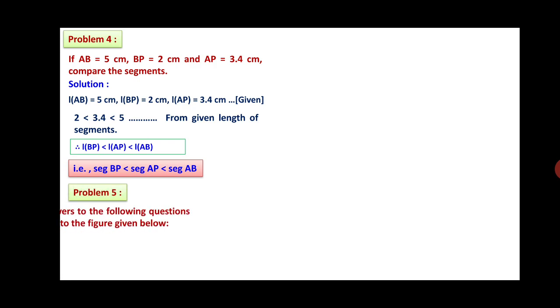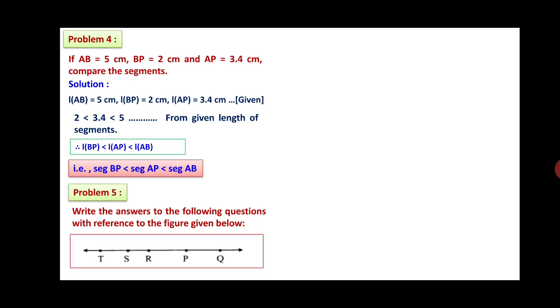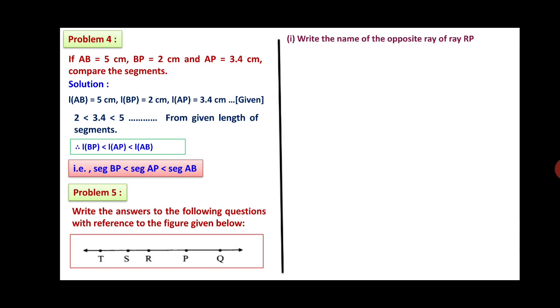We start with problem number 5. Write the answers to the following questions with reference to the figure given below. This is the figure given where a number line and the different points are shown over there. So write the name of the opposite ray of ray RP. RP is extending towards the right hand side. Opposite ray means the origin is R. The endpoint of the rays, the starting initial point, is R. That must be opposite, meaning to the left it should extend. So the ray's name will be ray RS or ray RT.